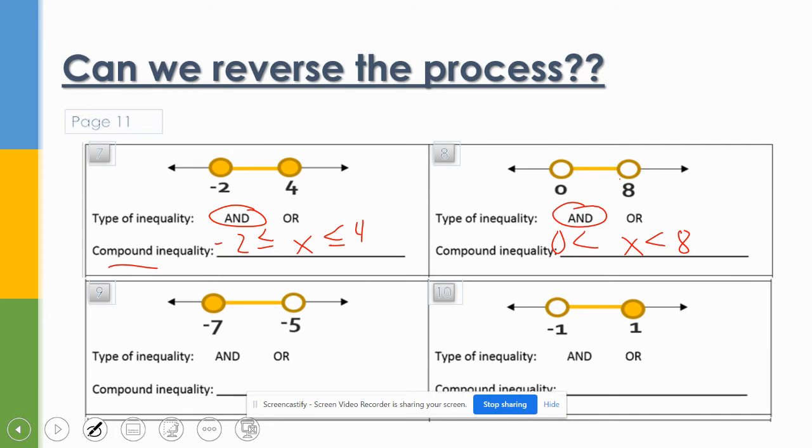Anytime it's between, it's going to be an and. This is also an and. So I put my x in the middle, less than -5, greater than or equal to -7. Notice again, signs are going the same direction. Also an and, x is less than or equal to 1, greater than -1. You can almost just put it right there and know where your symbols are going.